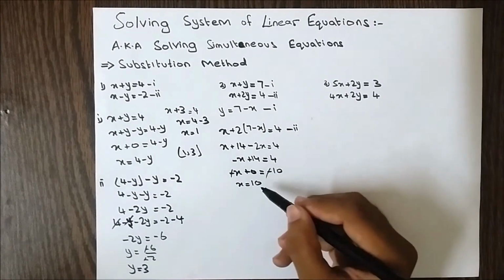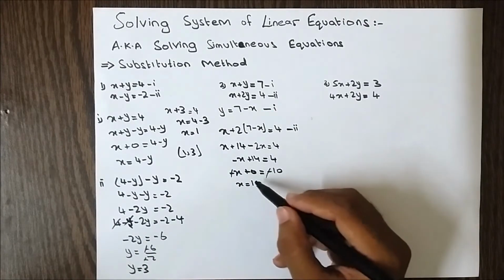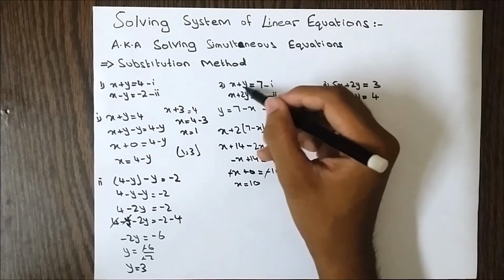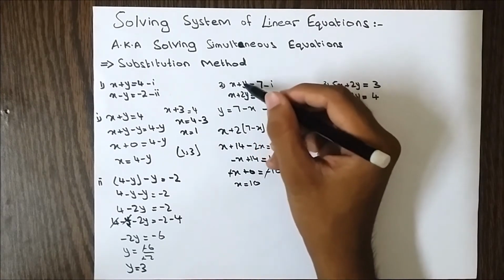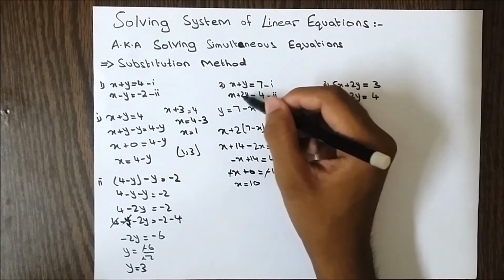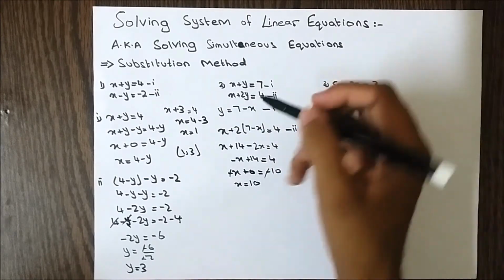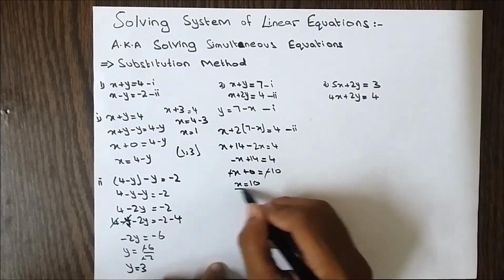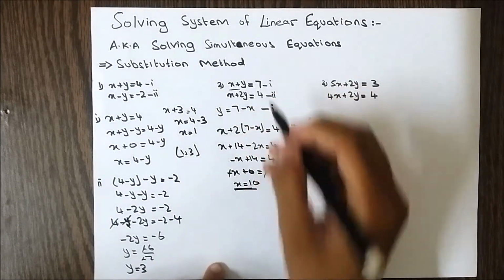Okay, so here we get x equals 10, and we have to see which equation we can put this x in to get a y. This one seems easy because it has less multiplication. It has no multiplication at all. This one has 2 that's multiplying with y. So to have fewer steps, we put this x in this equation.